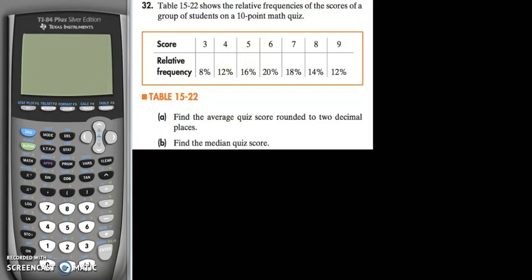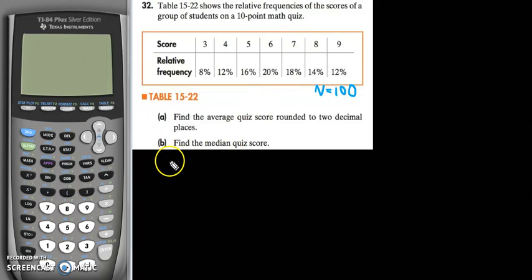Here's the fun thing about percents. It wouldn't matter if it was 100 people or 200 people or 1,000 people. As long as we keep these percents correct, any theoretical amount would work. But 100 just makes it work out nicely with the percents. So since this adds up to 100%, if we pretend for a second that this 100% represents 100 actual test takers, that means that 8 people got a 3, and 12 people got a 4, and 16 people got a 5 on the quiz, and 20 people got a 6 on the quiz, and 18 people got a 7.